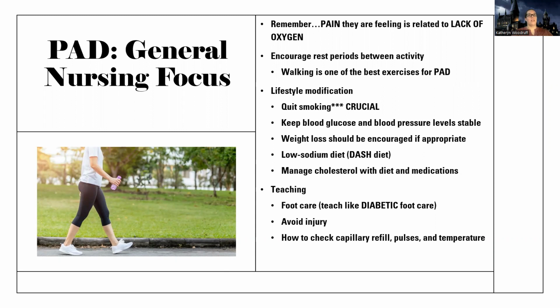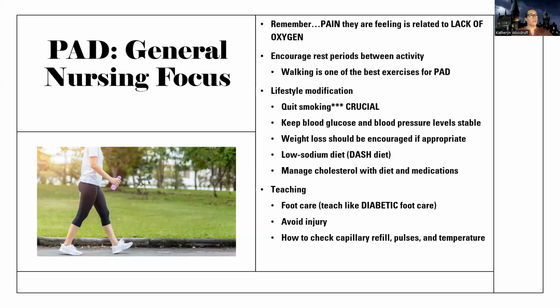This is probably one of the most crucial things that they can do. The textbook talks about it: out of all of the lifestyle modifications you can make, smoking may have the greatest effect compared to any other intervention, because of how much damage it does, especially to the peripheral arteries.